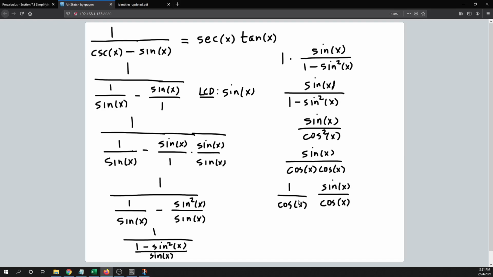Because 1 over cosine x is secant x, by the reciprocal identities. And then sine x over cosine x is tan x by the quotient identities. All right, so you can see that is exactly what I have over here on the right-hand side. And so therefore we have established that this is indeed an identity.